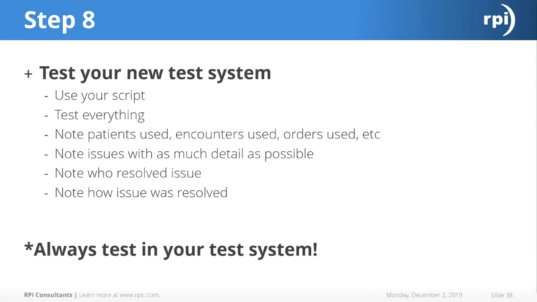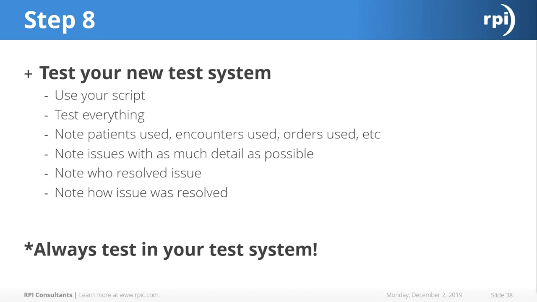When you're testing in the scripts, it's best to note the patients you use, the encounters you use, the orders you use. So put those MRNs on them, put the CSN numbers on there. Include dates of when you tested it. Obviously, note if it passed the test or if it failed. If it failed, note the issue with as much detail as possible. So what failed? Something didn't link, you got an error, you're unable to view it. What was the actual issue?